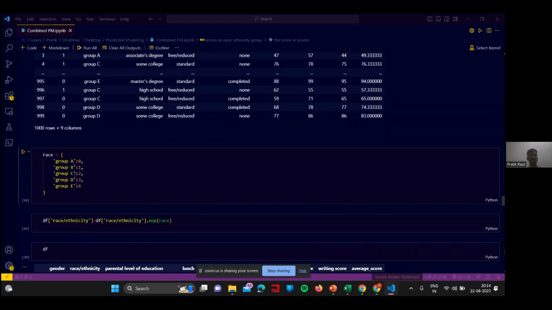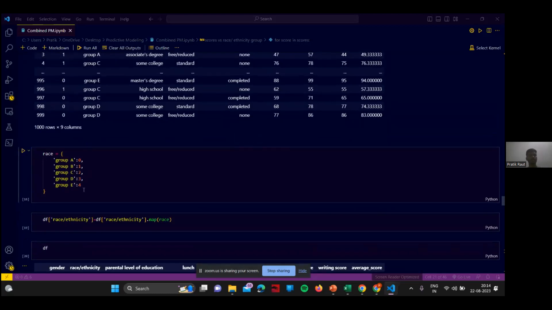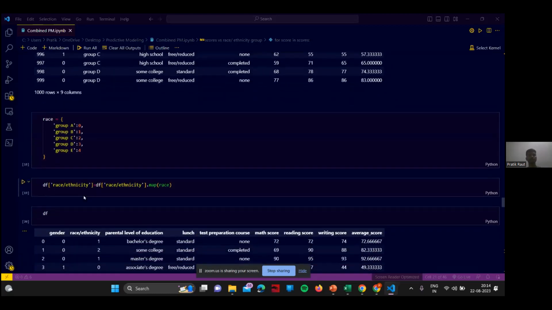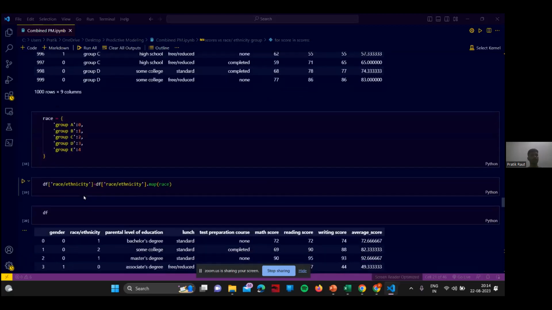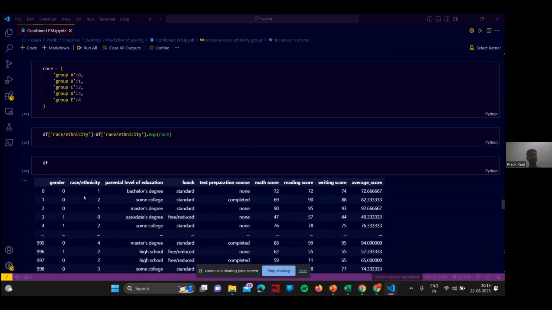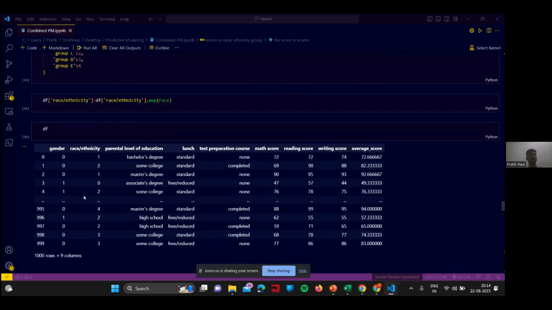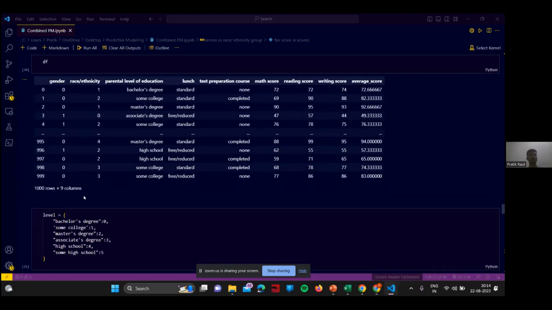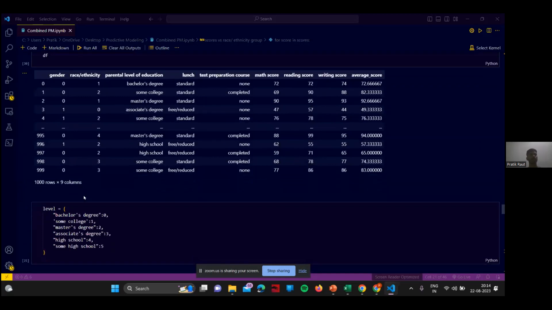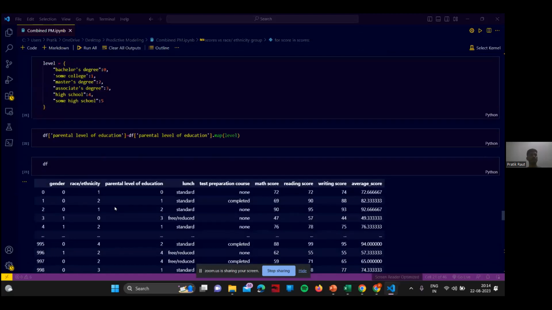Then we printed, and here we can see that all are converted into numerical data, 0, 1, 1, 2, 3, 4, etc. Then we don't require the pd.get_dummies library. Here we have dropped the column of average score, as we don't need it further for the prediction.